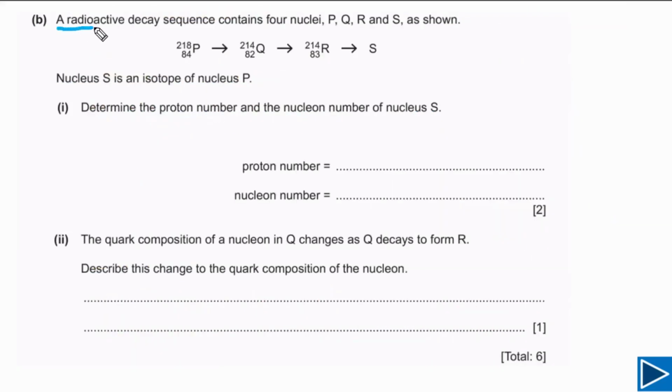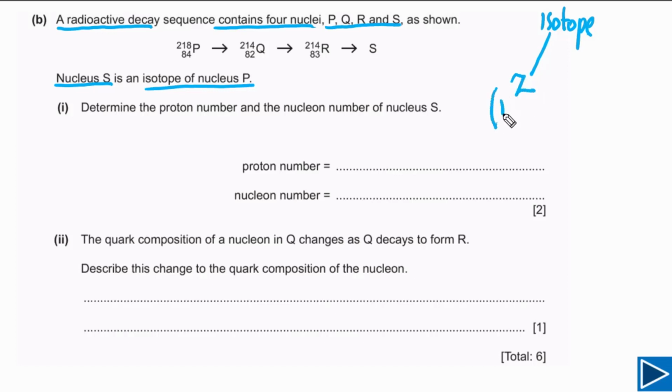For part B, it is given to us a radioactive decay sequence contains 4 nuclei P, Q, R, and S. It is also given to us nucleus S is an isotope of nucleus P. First of all, let's try to understand what is isotope. Isotopes are atoms of the same element with same number of protons. Means isotopes, they have the same atomic number, or simply we can say they have the same number of protons. So this is first thing we need to understand.